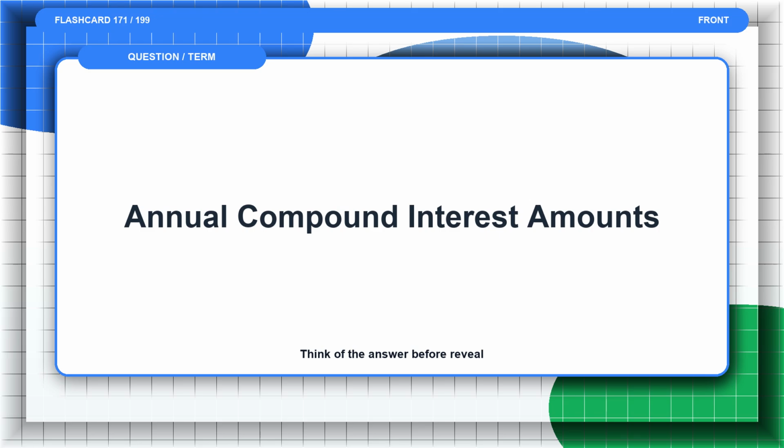Flashcard 171. Annual compound interest amounts. Pause and think of the answer before the reveal.